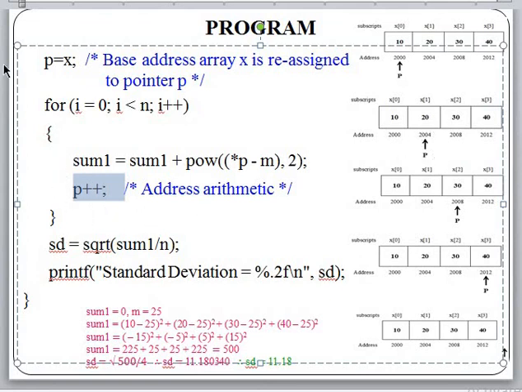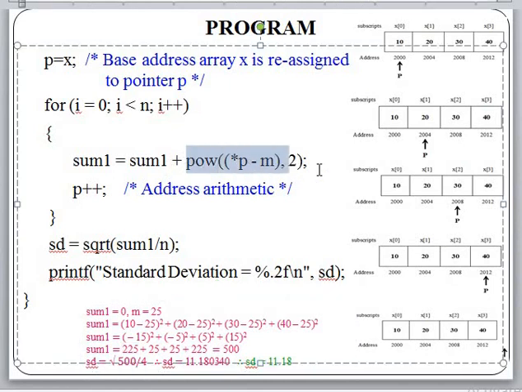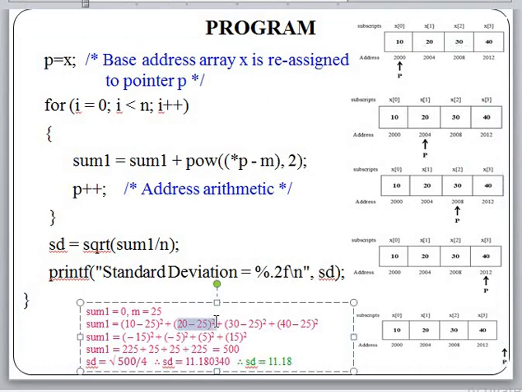Next, the loop is repeated, incrementing the value of i by 1. So i is now 1. 1 is less than 4. The condition is true. When the condition is true, it will compute the next term. Sum 1, in the earlier case we know it is 10 minus 25 whole square, that is minus 15 whole square, that is nothing but 225 was the earlier value. 225 is now added to the current xi value, which is the pointer pointed location, here it is 20. So that is 20 minus 25 whole square.